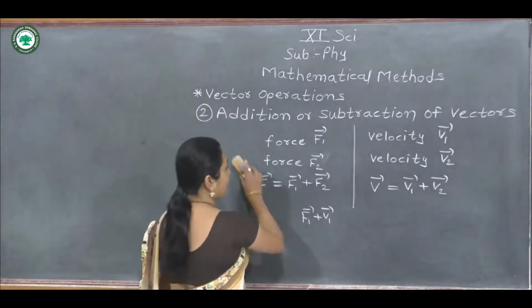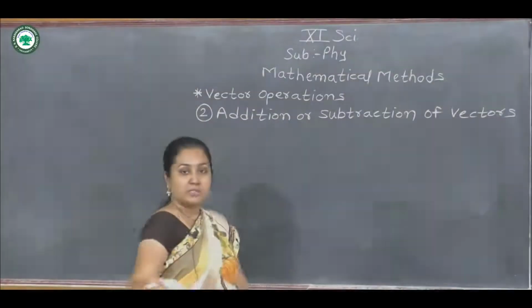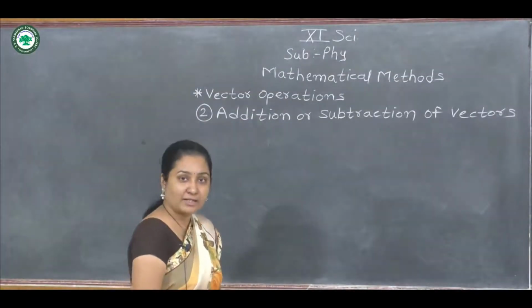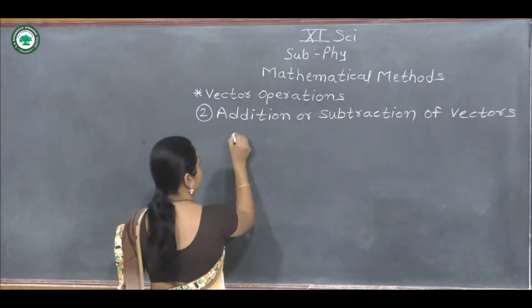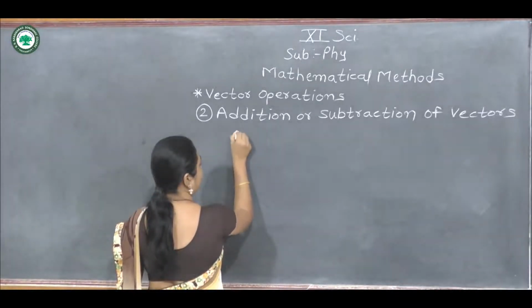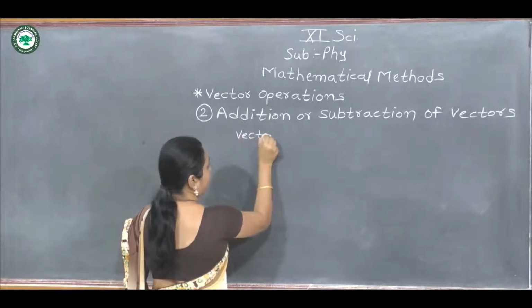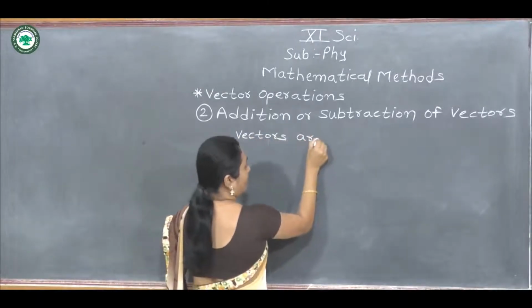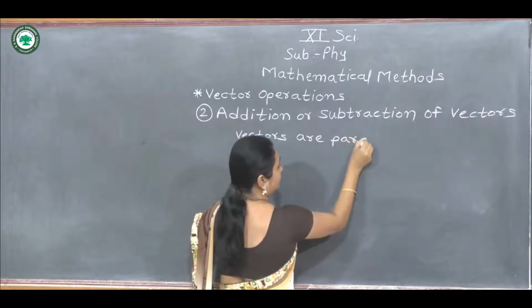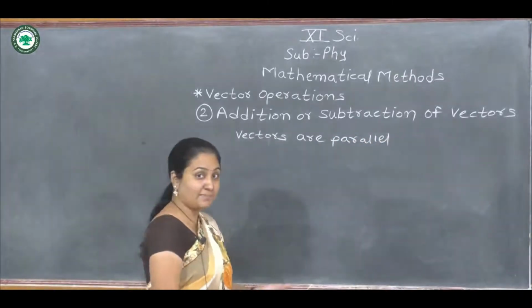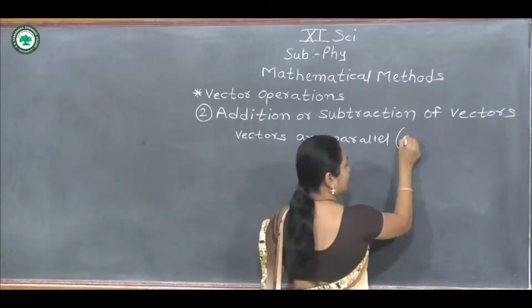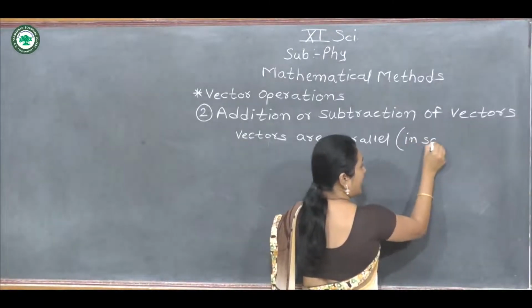So for example, suppose there are two vectors which are parallel to each other. That means they are moving in the same direction.